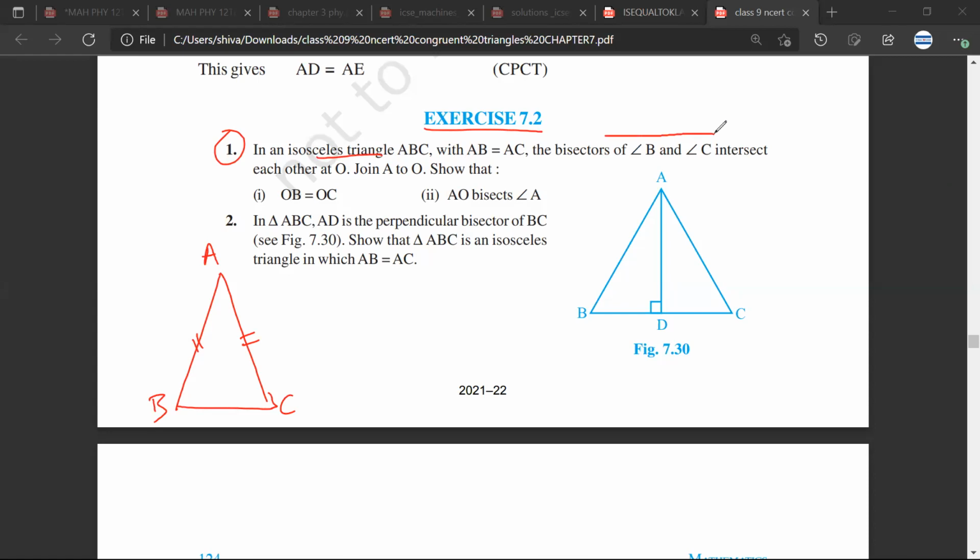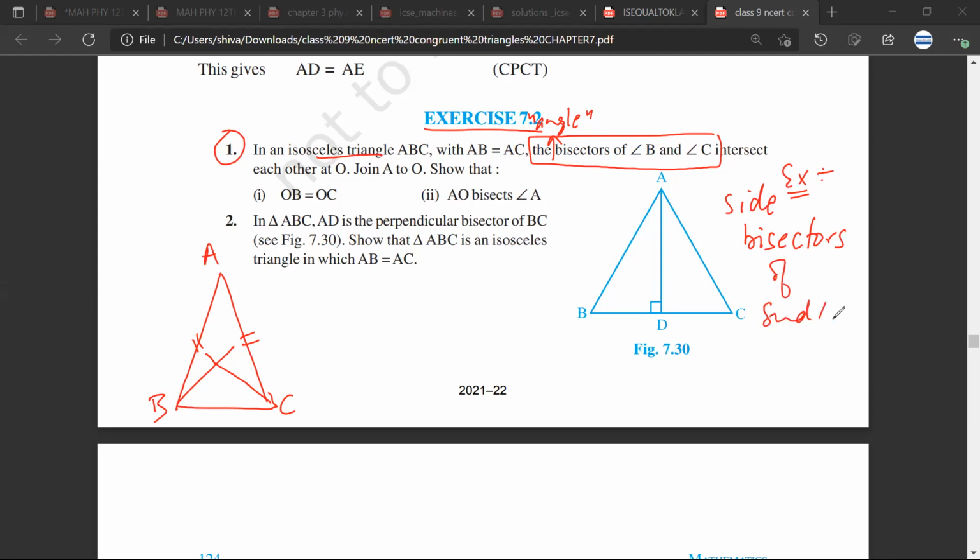Now, when they say the bisectors of angle B and C, basically what they are saying is that these are the angle bisectors. Sarthak, any doubt? No, sir. So these are the angle bisectors. You also have side bisectors, but then they will say the side bisectors. For example, they'll say side bisectors of side AB and AC. But here it is angle bisectors of B and C intersect each other at O.